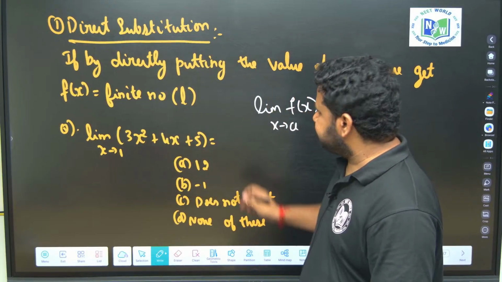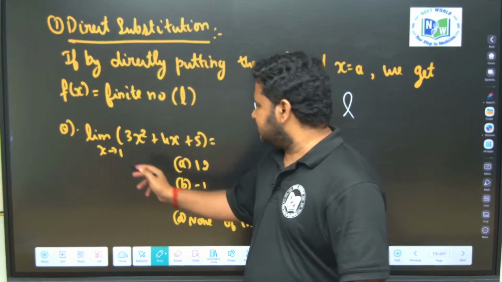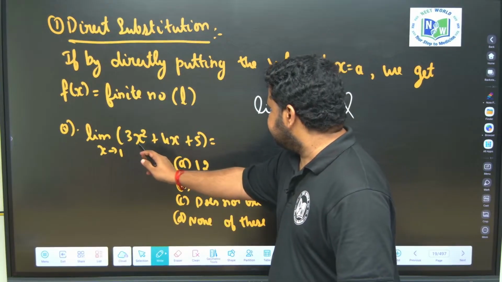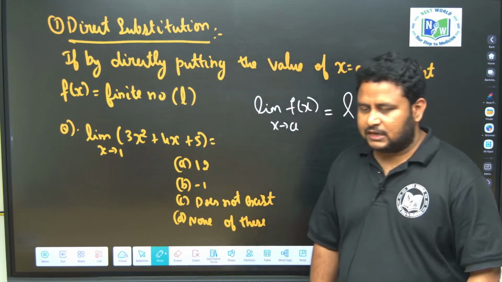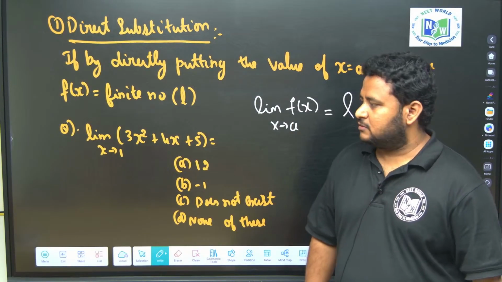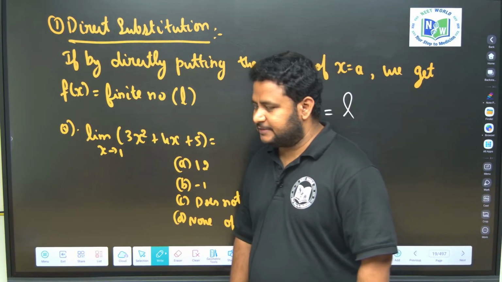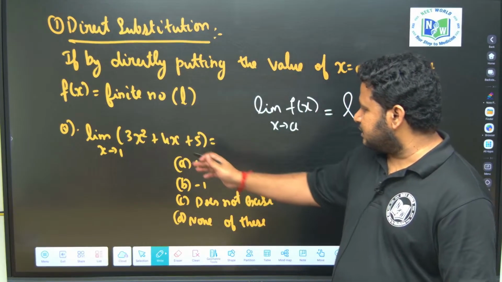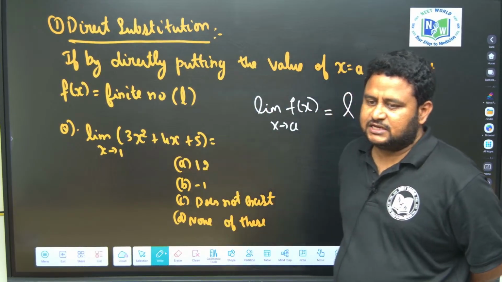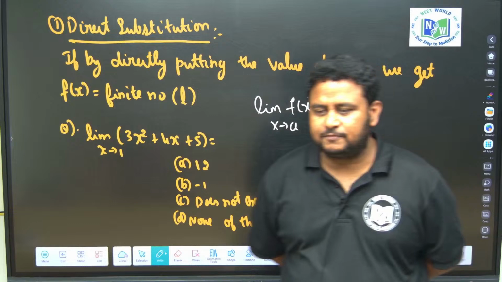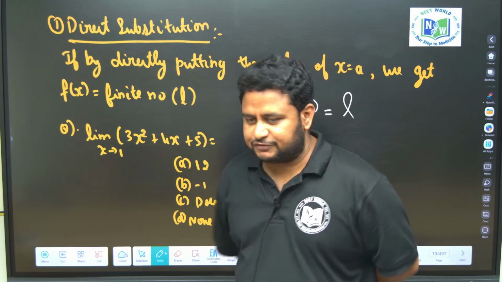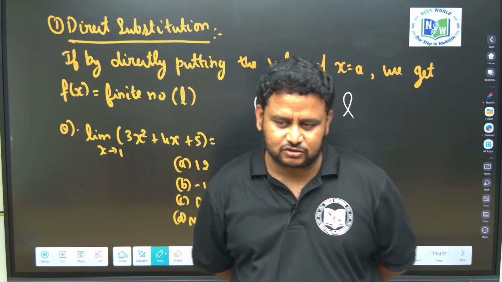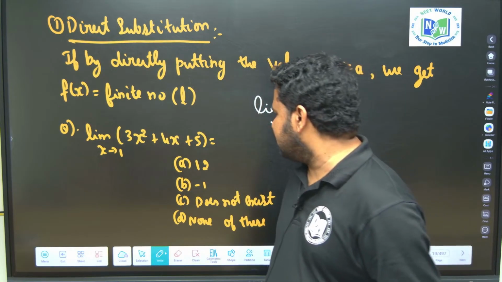Clear? Now, this kind of question is easy to solve. For example, see here, limit of 3x square plus 4x plus 5 as x tends to 1. Please try by yourself. I will give you 2 minutes. Those who are watching, please try by yourself, because I have already solved such type of questions. First, tell me the method. What you have to do? We have to put x is equal to 1. Wherever x is there, put its value 1. Then you have to see what value you are getting.